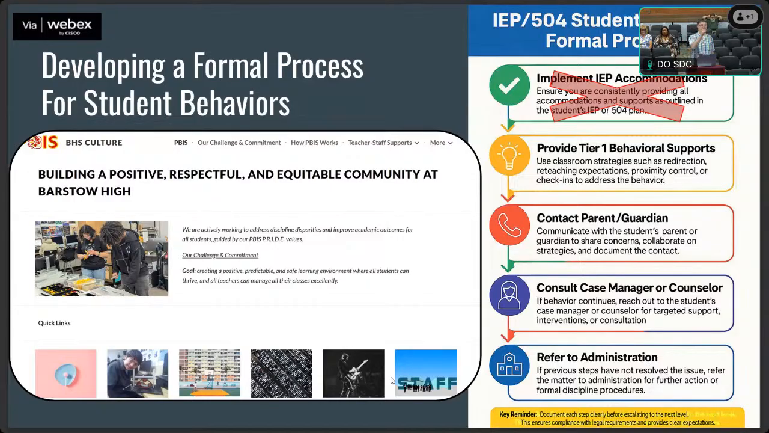One of the first things on this new formal behavior is IEP accommodation. So what happens is a teacher will have a conflict with a student, and it's at the beginning, it's August. The teacher doesn't really know who that student is, and they're just butting heads. And so this is one of the areas that we need to work on at Barstow High, and probably even wider, is implementing IEP accommodations.